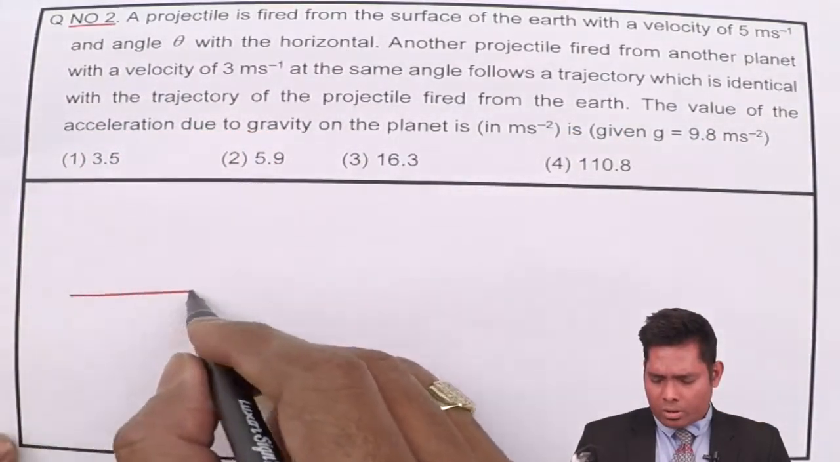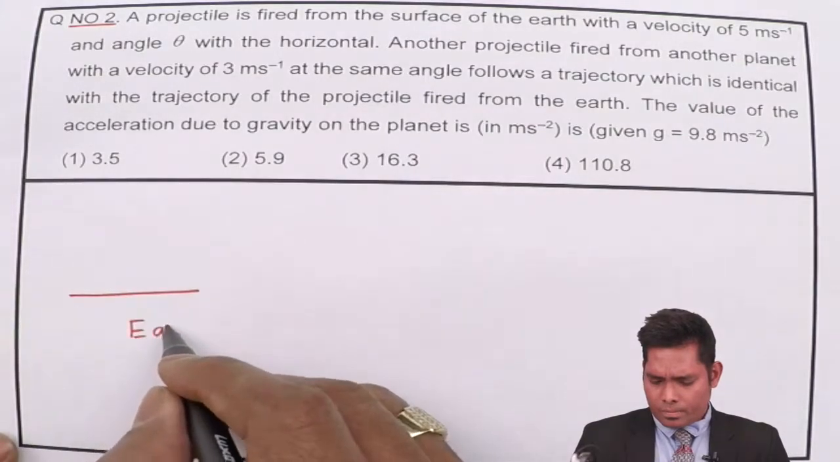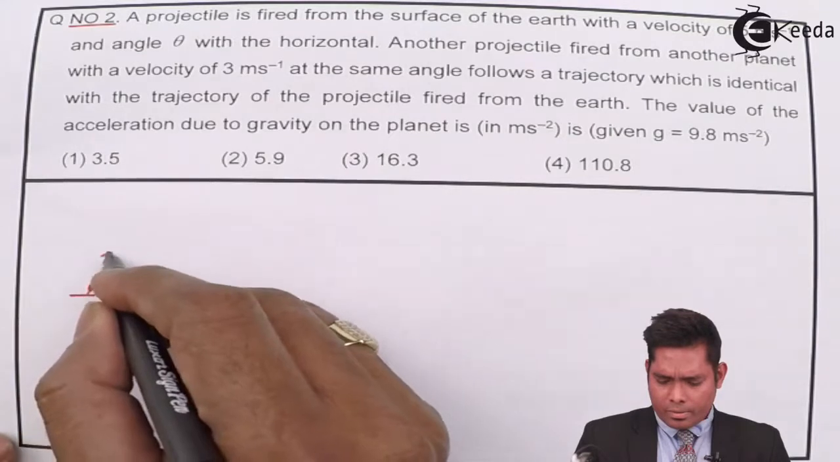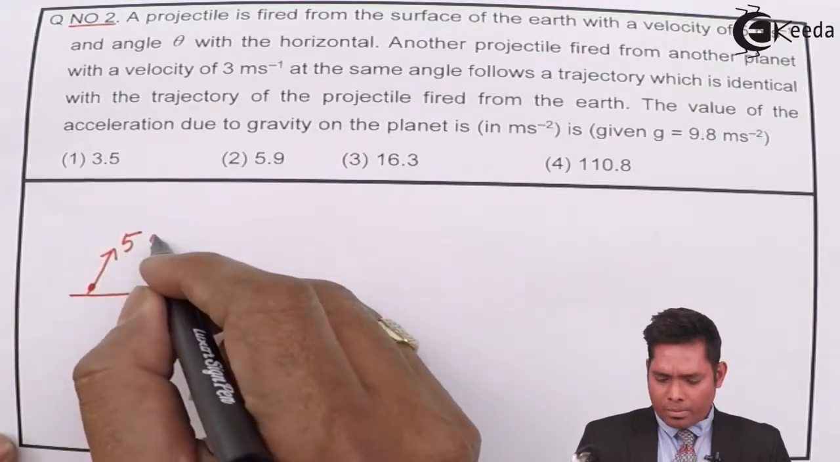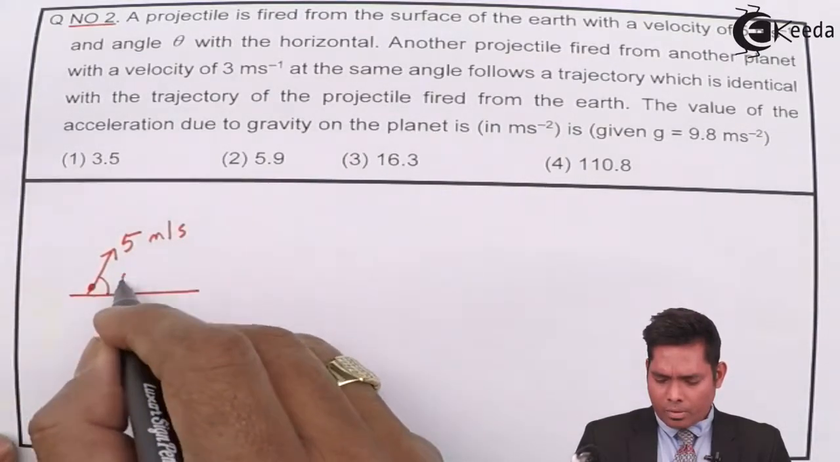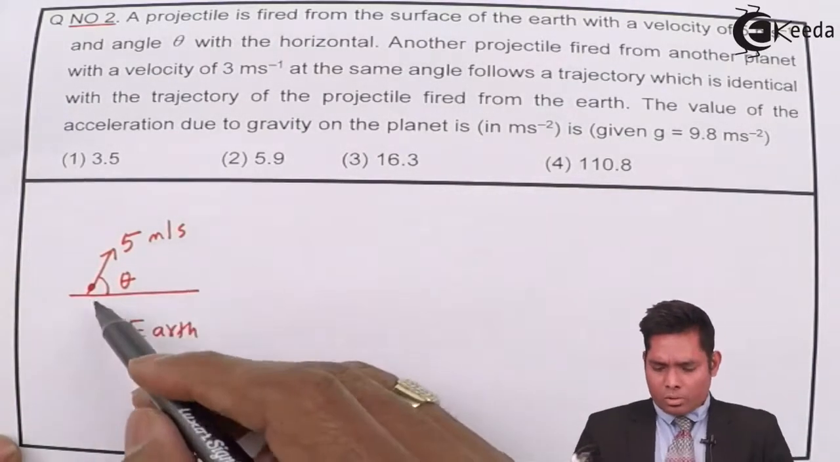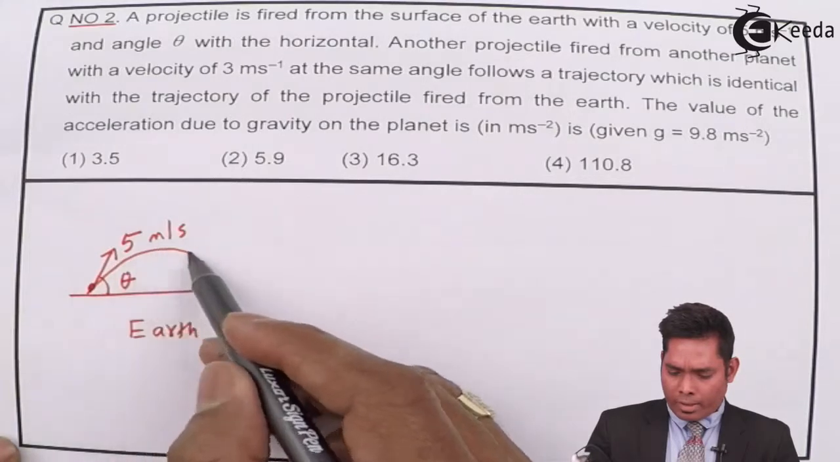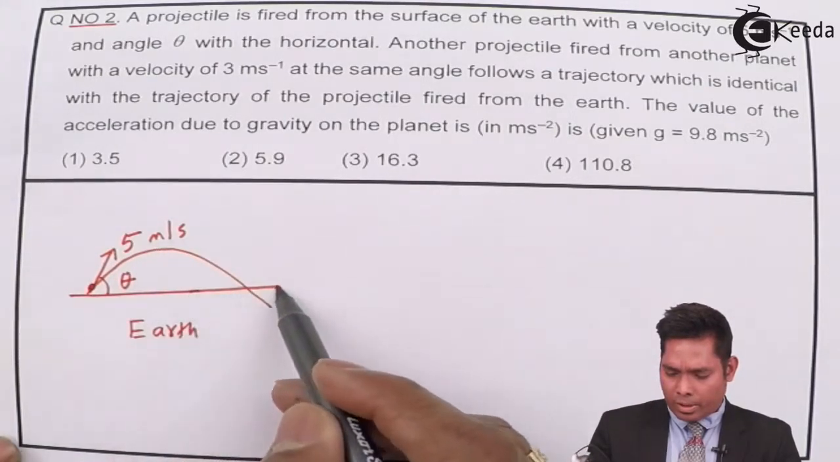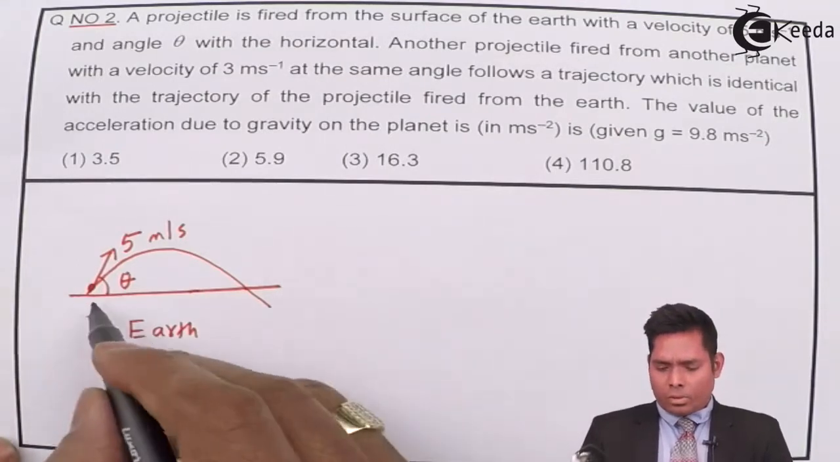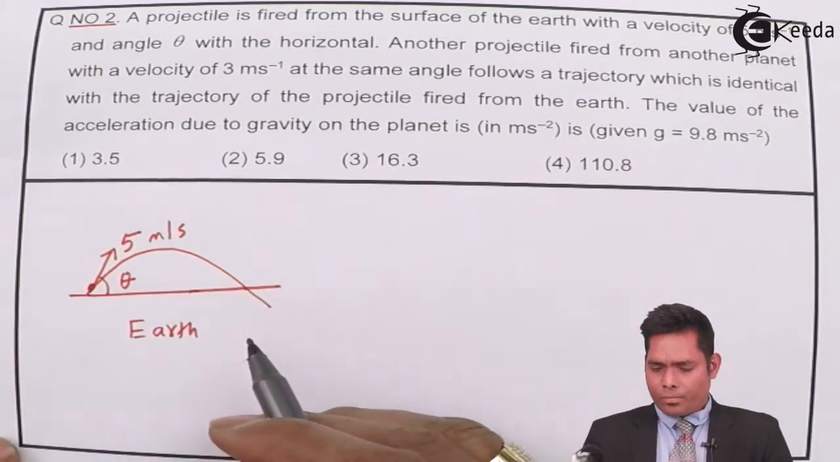So this is Earth and a projectile is fired with a velocity of 5 meters per second with an angle theta with the horizontal. So obviously it will go and fall like that, some path like this. This is the trajectory of this projectile. Somewhere it will land here, suppose.